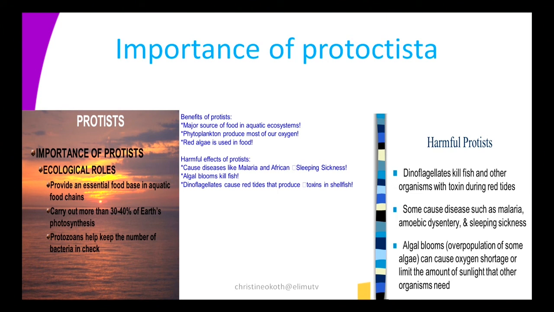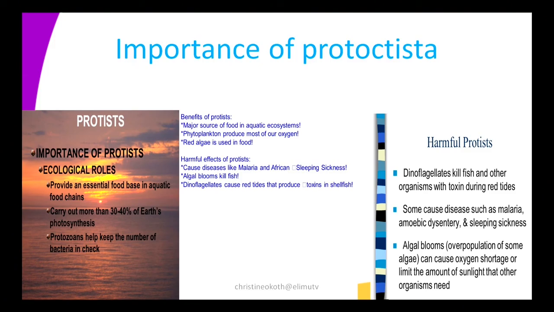Remember, some of them are autotrophs. They have the green pigment, so they can make their own food. That food constitutes 30 to 40% of the Earth's photosynthesis. Then we have the protozoans, which help keep the number of bacteria in check, the ones which live along the alimentary canal, especially the large intestine.